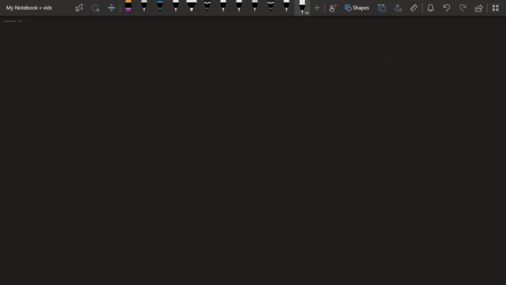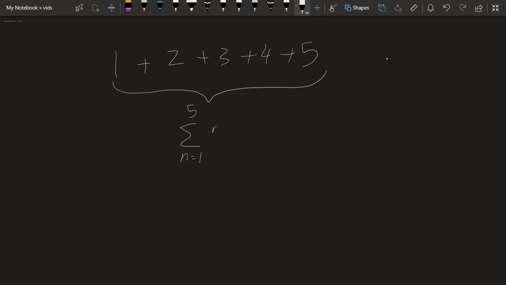So what does sigma mean and what does it do? Sigma is a way to compress the sum of numbers. Let's say you have the sum 1 plus 2 plus 3 plus 4 plus 5. Well, this can be written in sigma form. It can be written as this: n goes from 1 to 5 of n.